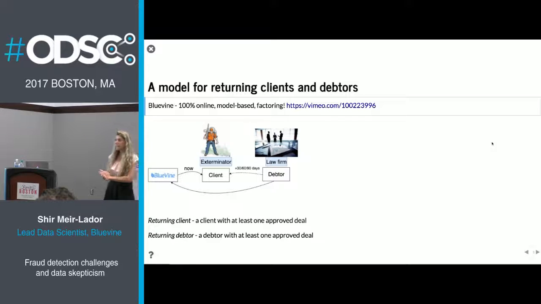Since this is a deal of a client that we have history with, we have different kinds of features. We have features of the client, of the history of his payments, and all kinds of information we gather on the client, and also features of the debtor, history of the debtor, and his deals with us. In addition, we have features of the deal itself, the deal amount, the deal due date, all kinds of things.